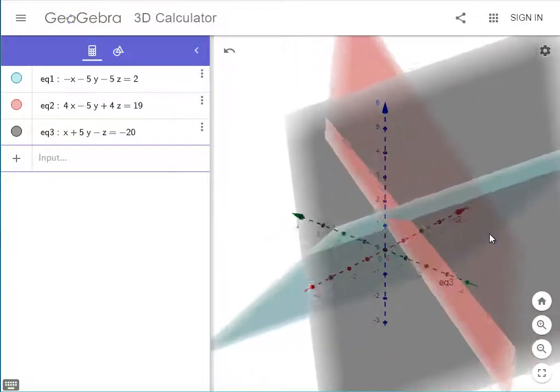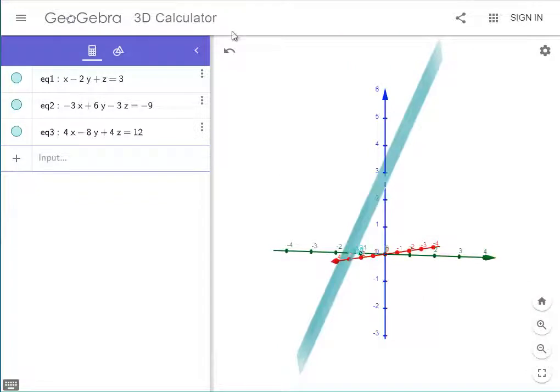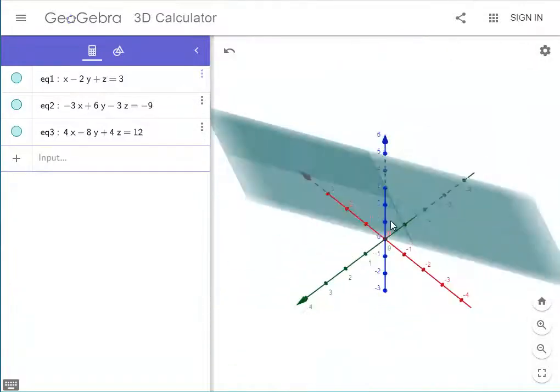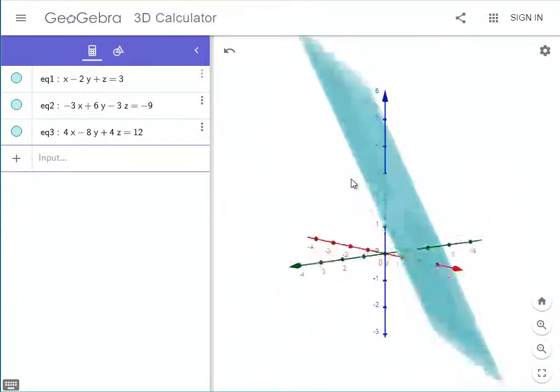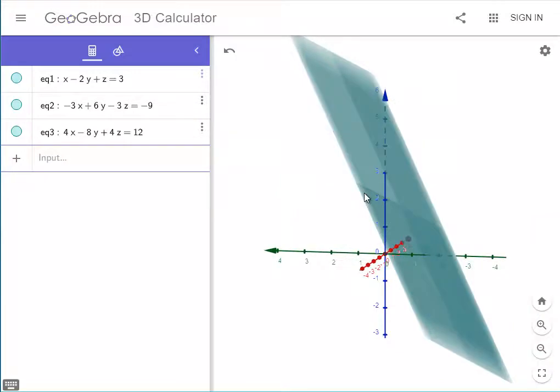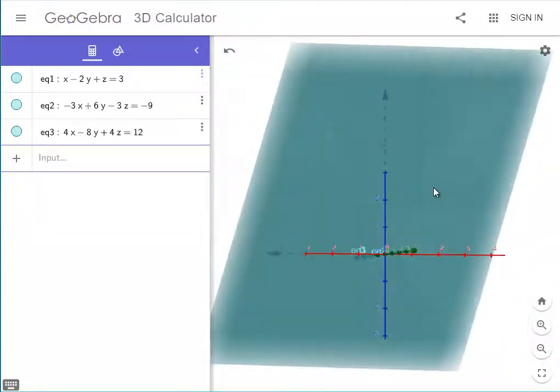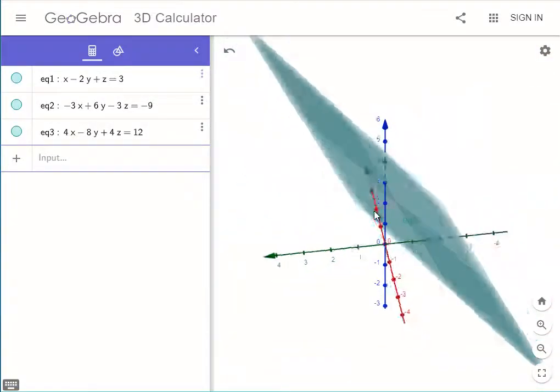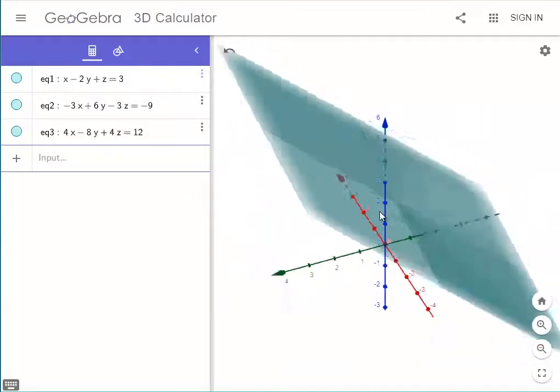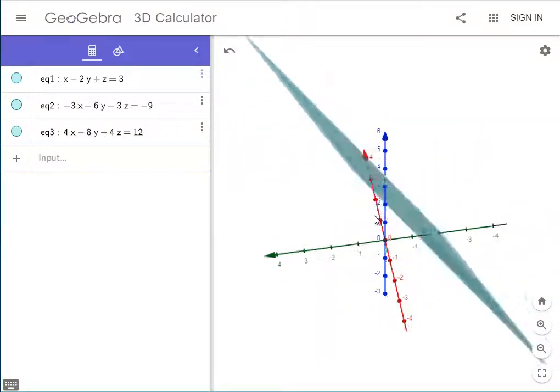Now, the problems that we were dealing with today, for instance, this one, these 3 equations, when you graph them, they actually end up graphing on top of each other. So it makes total sense that this has an infinite amount of solutions, because every single x, y, and z value, they're right on top of each other.